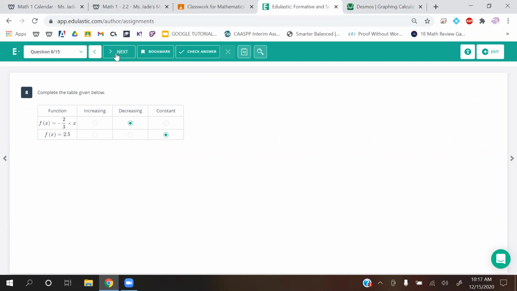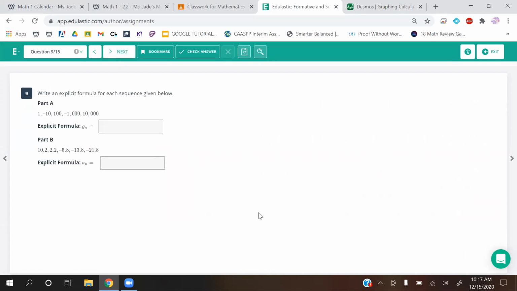All right, let's go to the next one. Write an explicit formula for each sequence given below. So here we're going to write some explicit formulas for these. I just noticed how terribly written this first one is. I'll show you how it splits up the numbers. That's terrible. They should not have written it like that. Okay, I need to pick a color.